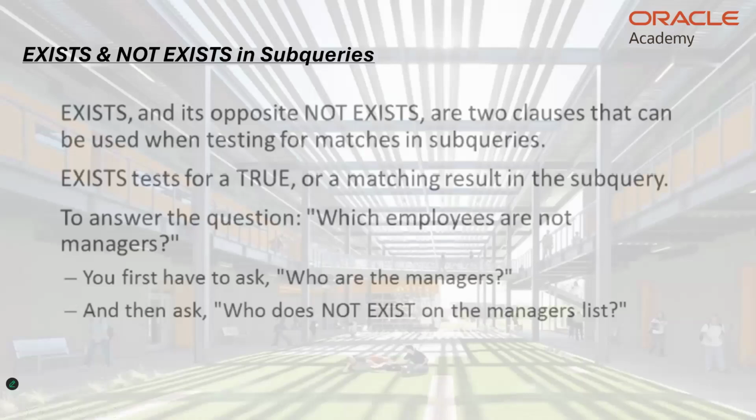Let's look at exists and not exists. Exists and its opposite, not exists, are two clauses that can be used when testing for matches in subqueries. And it can be very helpful, especially if you have complicated queries. Exists tests for a true or matching result.